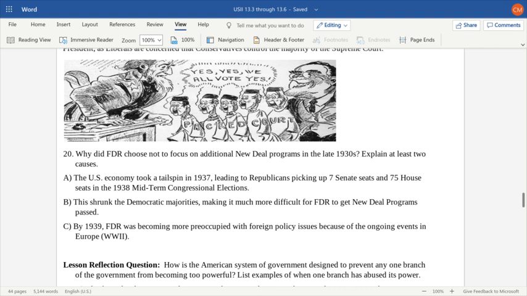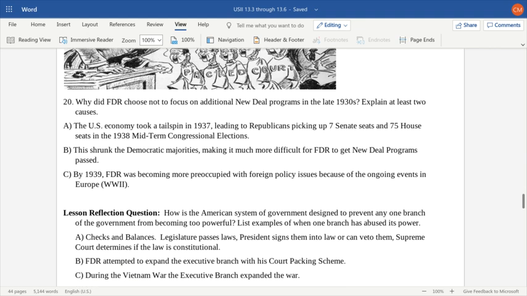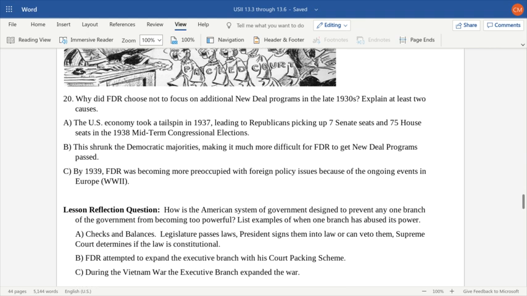Also, as we're going to see, by 1939 Roosevelt is going to become more concerned about World War II and the ongoing foreign policy issues in Europe.